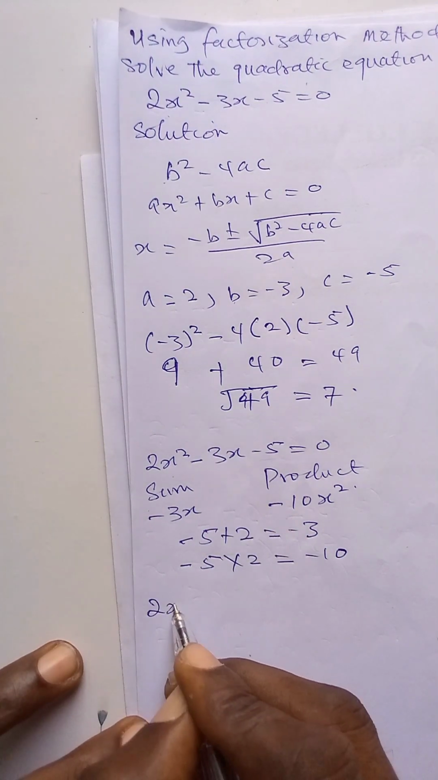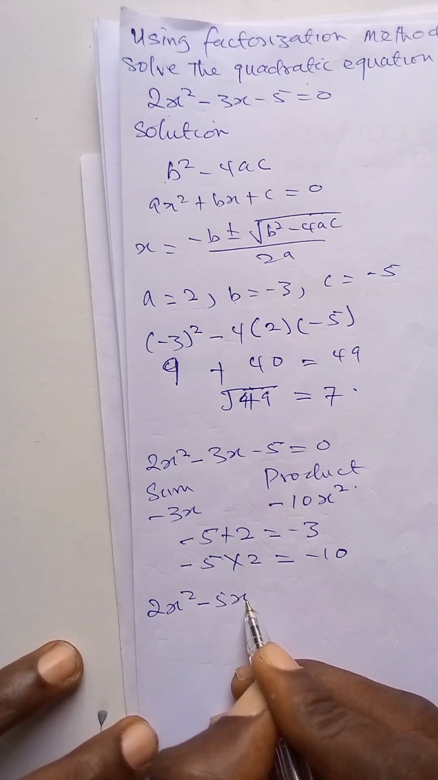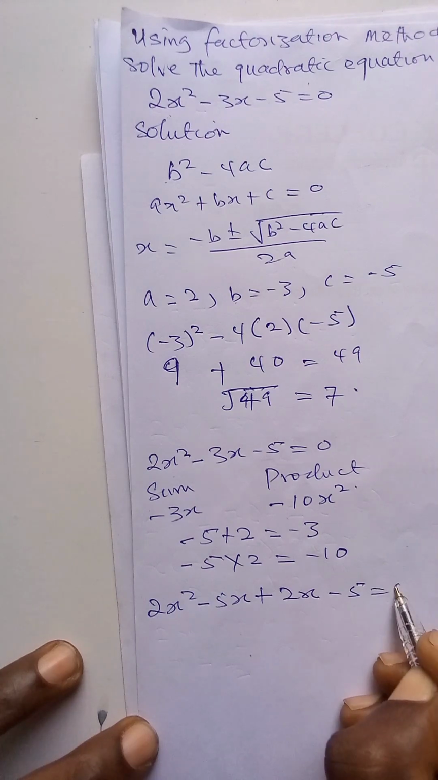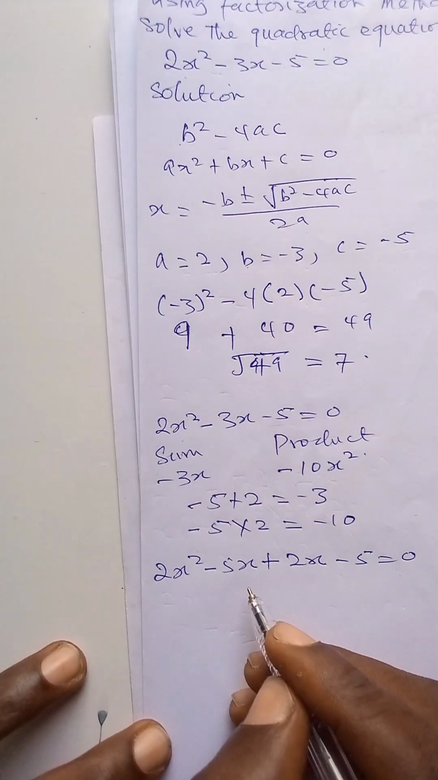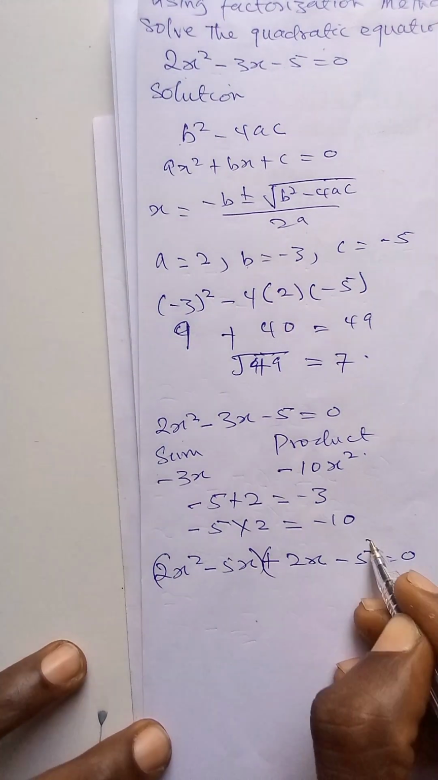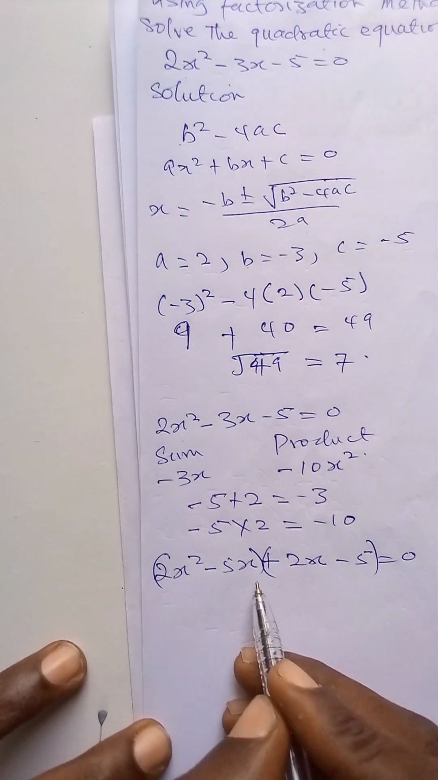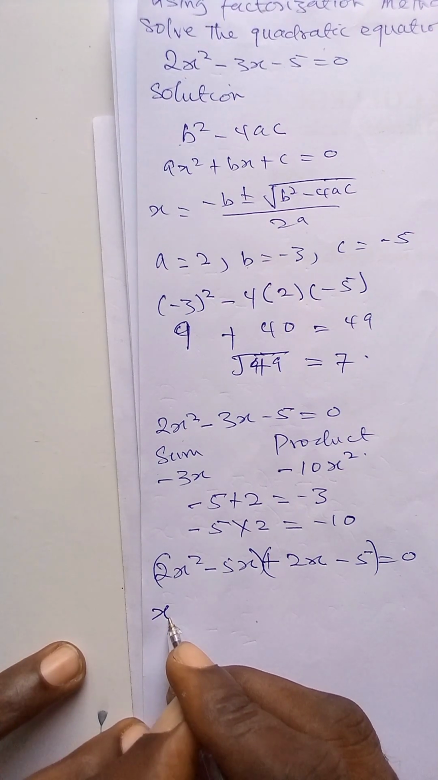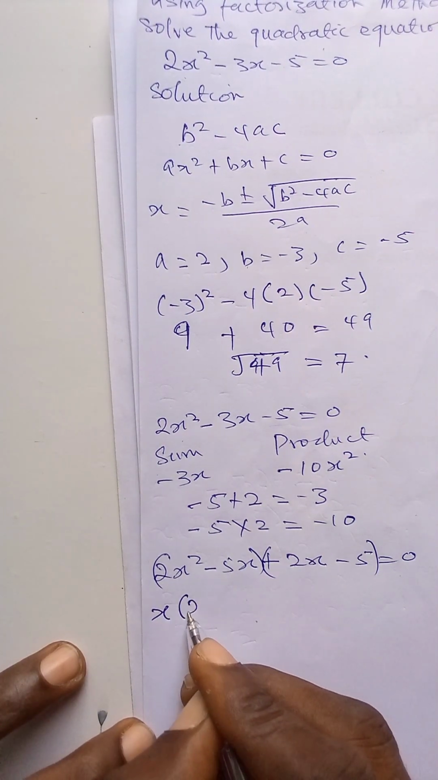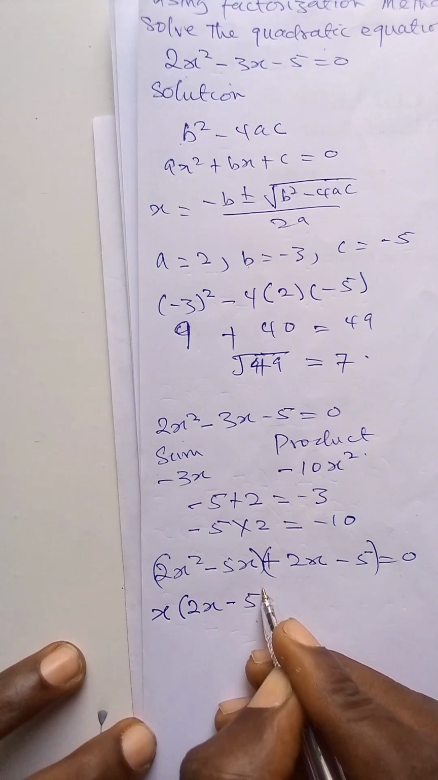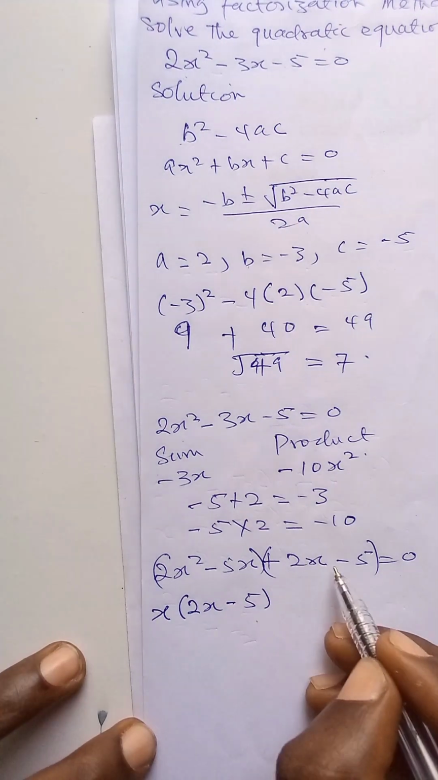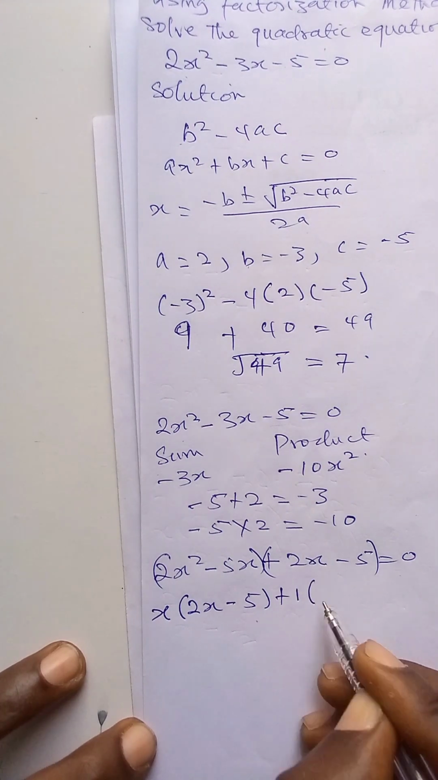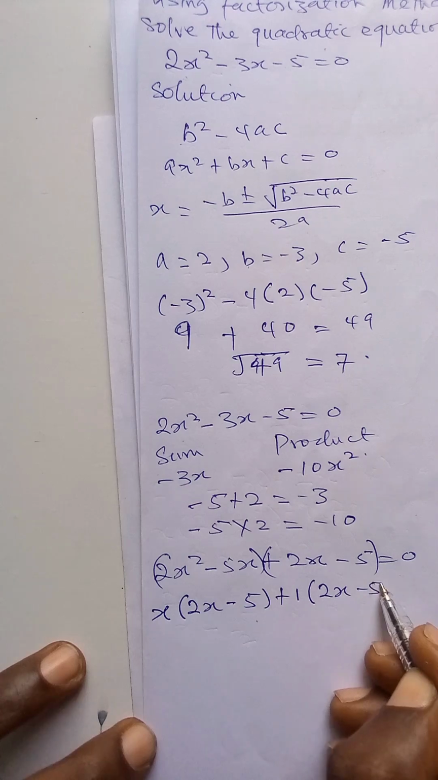It becomes 2x squared minus 5x plus 2x minus 5 is equal to 0. The next thing is to group the expressions. The first bracket has a common factor of x. I'll bring that common factor out and write the remainder, 2x minus 5. The other bracket has a common factor of plus 1. I'll write the plus 1 out, remaining 2x minus 5.